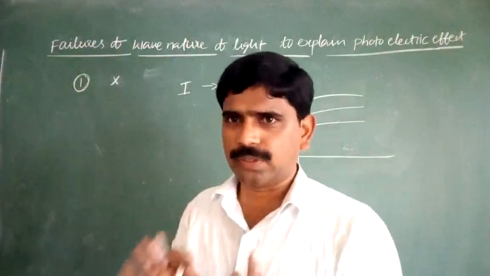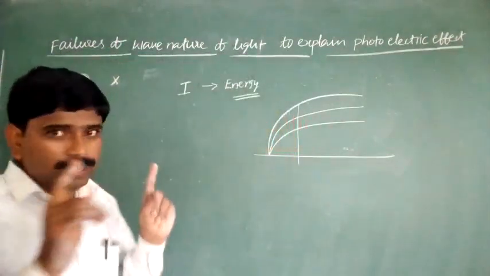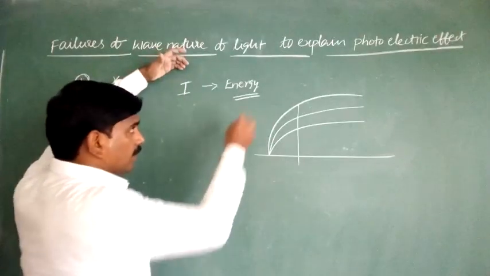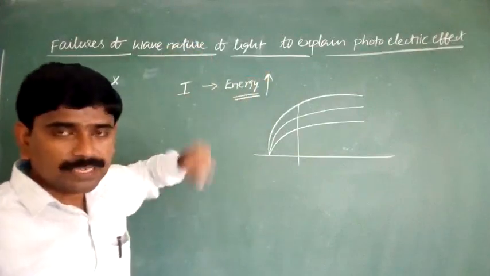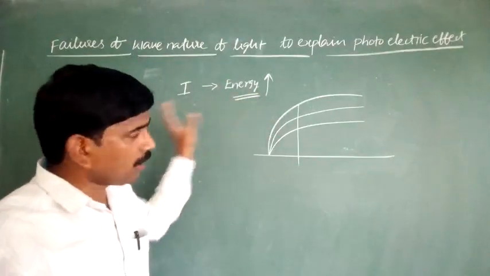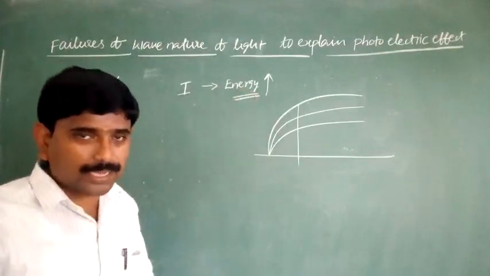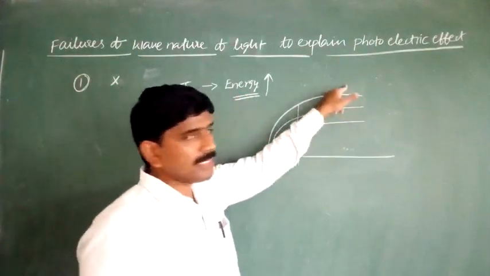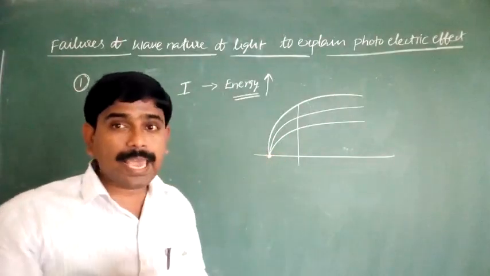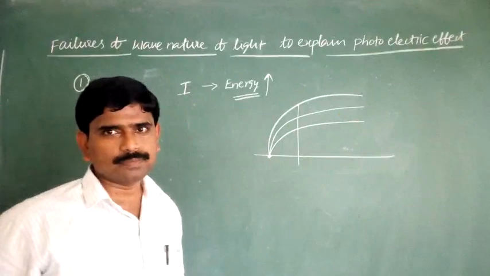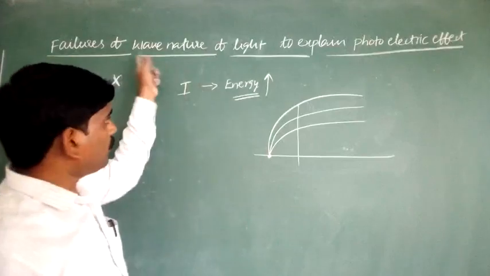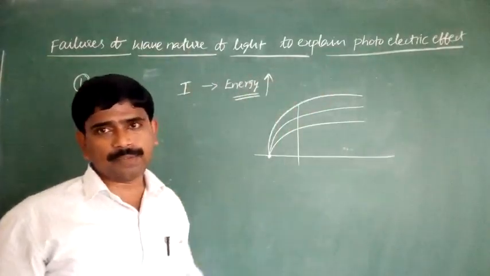Try to observe, don't memorize it. According to the wave theory, intensity increases means energy also increases. But practically we do not observe that. What we observe practically is this: with different intensities of light, all the emitted electrons have the same kinetic energy. So that is a failure of the wave nature of light to explain the photoelectric effect.